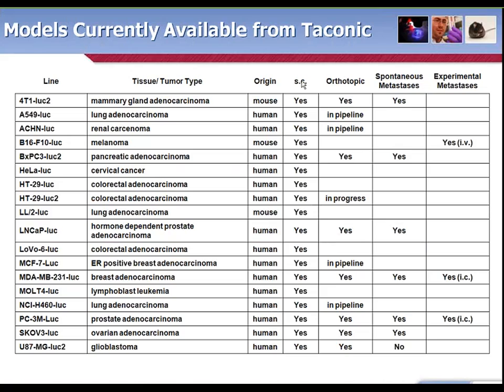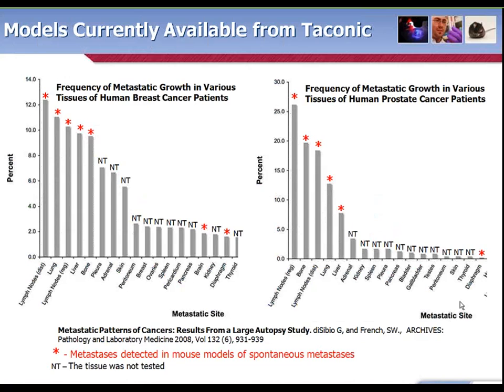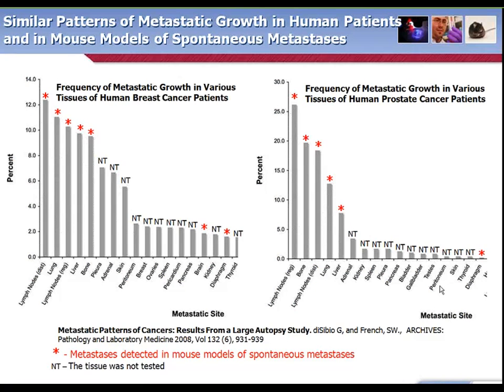So to summarize, we've developed a lot of different orthotopic models. We can run these as sub-Q models as well, but we think that we get more information and better information from the orthotopic. We've been able to show that we have spontaneous metastases in most of these models. We also do have the capabilities of doing experimental metastatic models, either IV or intracardiac injection.